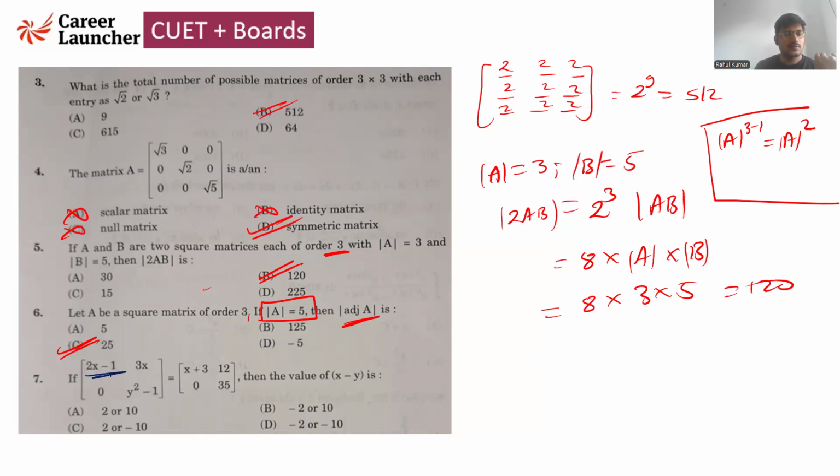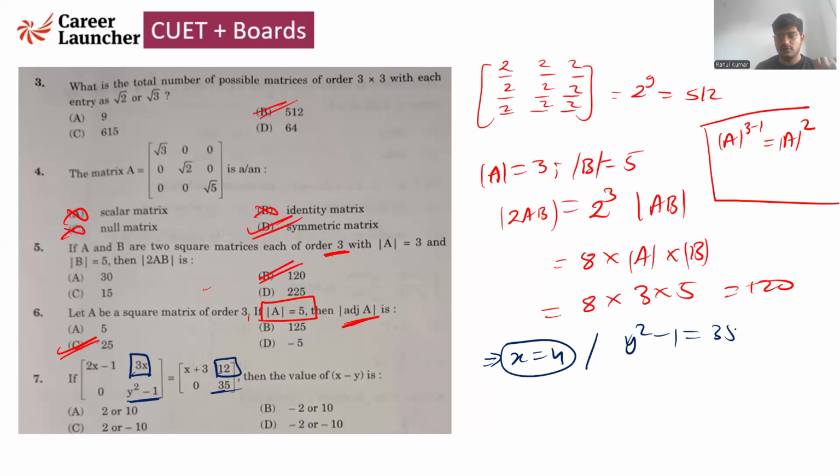Now we have this one. Two matrices are equal, and we need to find the values of x and y. First, we find the value of x by equating this element with this, which gives me the value of x as 4. Now we need to find the value of y. So y square minus 1 is equal to 35. Y square is 36.